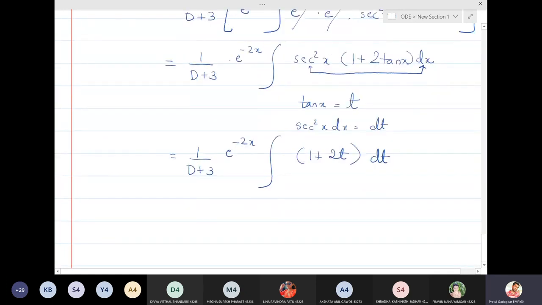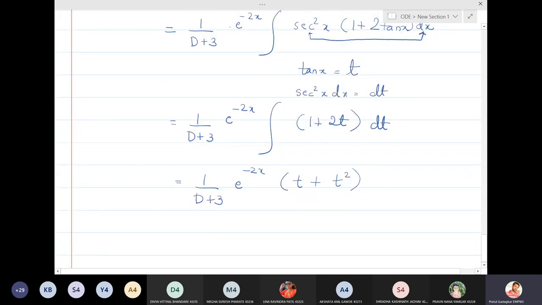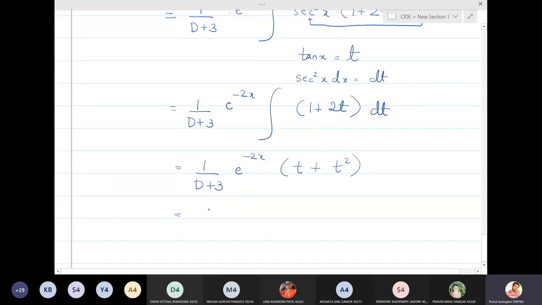When I integrate 1 plus 2t, I'm going to get 1 upon D plus 3 e raised to minus 2x. Integration of 1 is t, 2t is t square by 2, 2 gets cancelled. So I'll get t plus t square. 2t square by 2 has cancelled. But what was t? t was tan x. So it is 1 upon D plus 3 e raised to minus 2x, tan x plus tan square x.